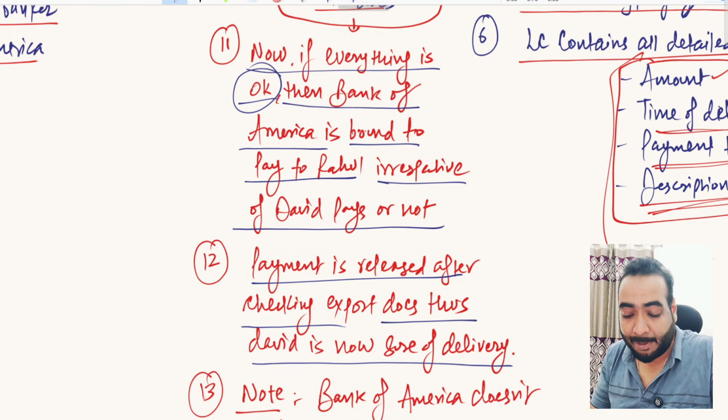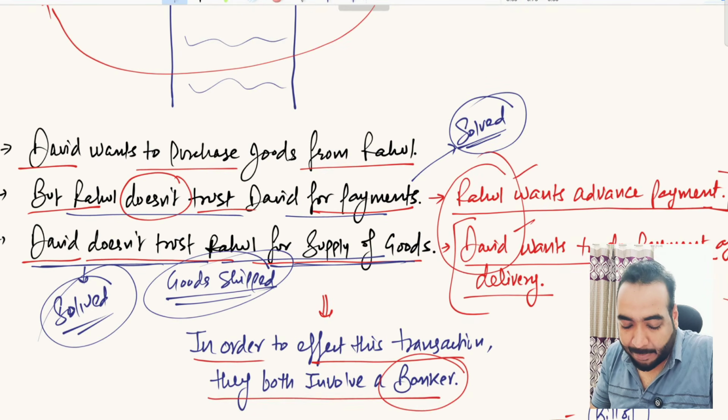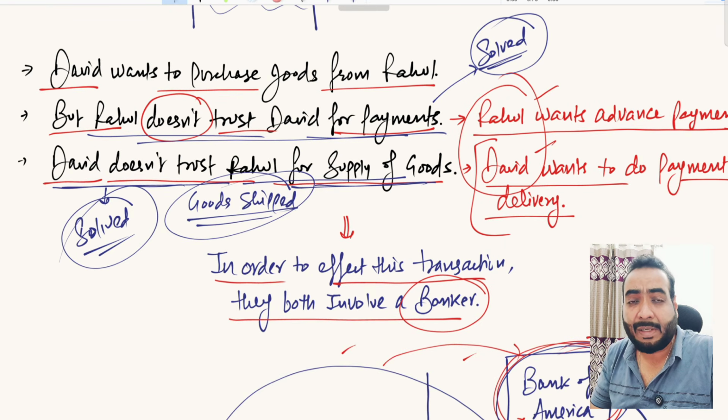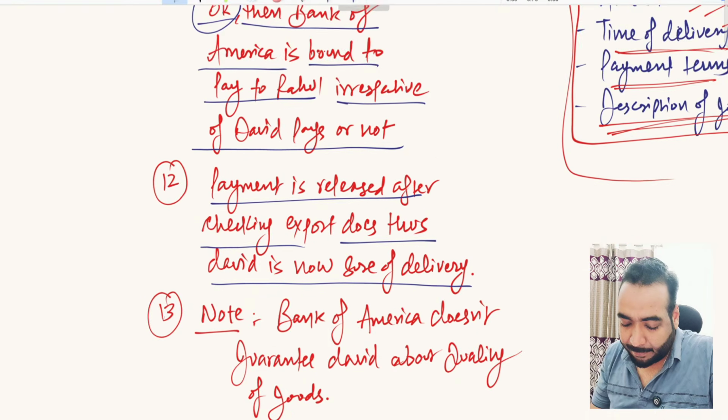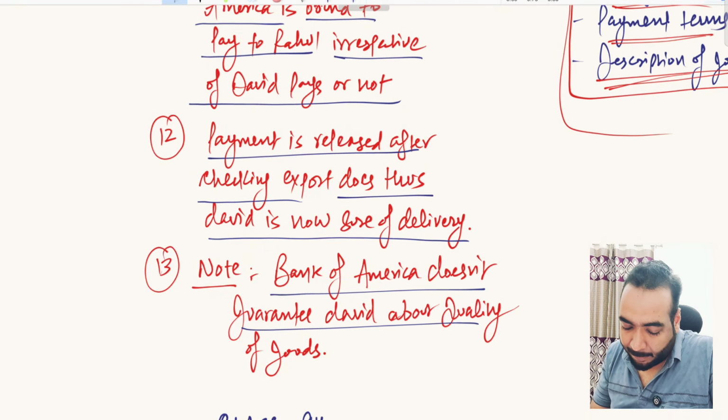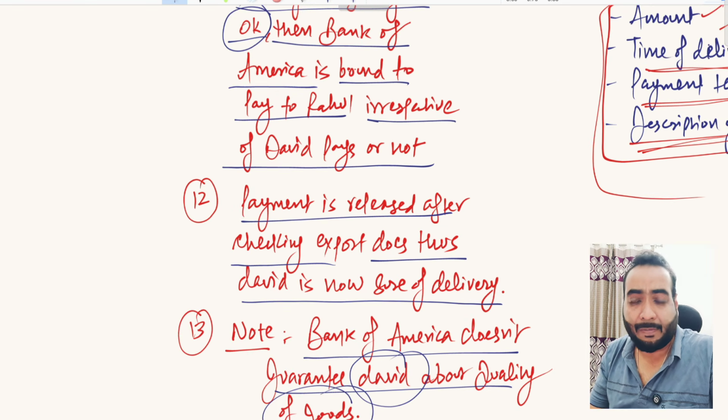But there is one point to be noted. David is sure about the delivery of the goods and has all his problems sorted out now. But this LC transaction doesn't ensure the quality of goods. If Rahul has sent any inferior quality goods, then it will be total risk of David only. It will not be the risk of Bank of America or anyone else. The letter of credit doesn't guarantee the quality of goods because Bank of America can't get the quality of goods checked, right? So that risk will always be on David himself. So Bank of America doesn't guarantee David about the quality of goods. That is one limitation of the letter of credit, right?